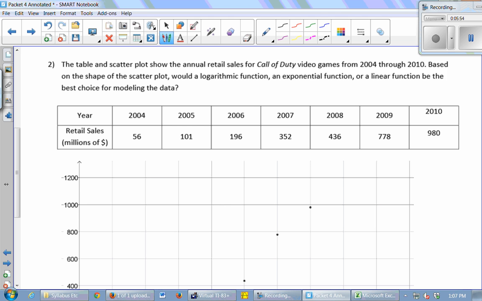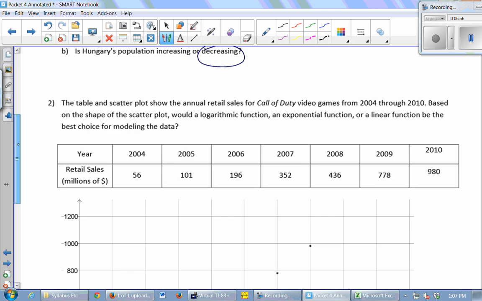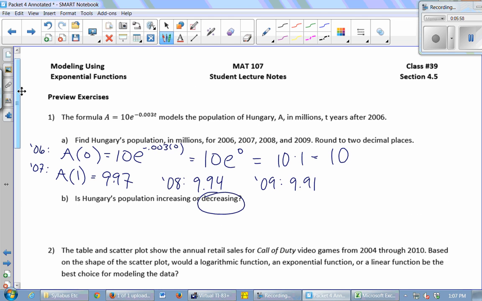All right, so could I have known that it was decreasing just by looking at the formula? How? The negative exponent. Yeah, good.